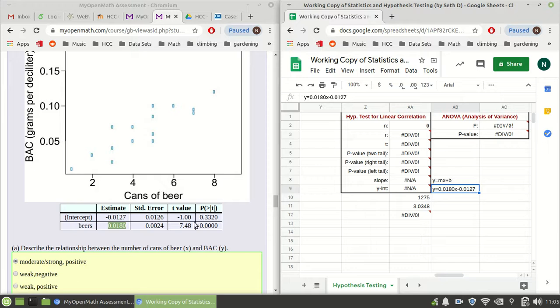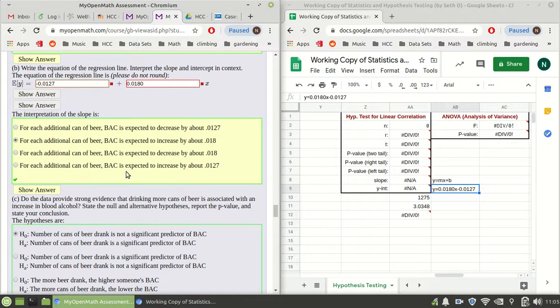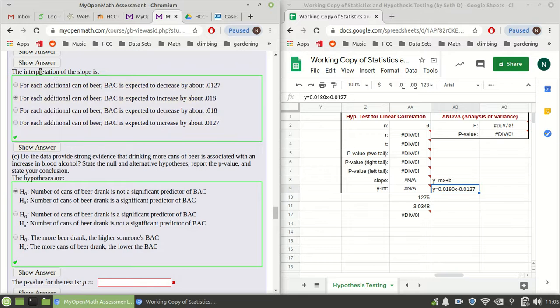It tells us our t value, which is great. It also tells us the probability right here. So let's see, we go down to this. It's written backwards in the way I wrote it, but notice this one's multiplied by x. So what would this be? This would be 0.0180. And then this one would be negative 0.0127, right? That would be our intercept. And then you have the interpretation of the slope: for each additional can of beer, the blood alcohol content is expected to increase by this amount. So that's what's happening in our slope.